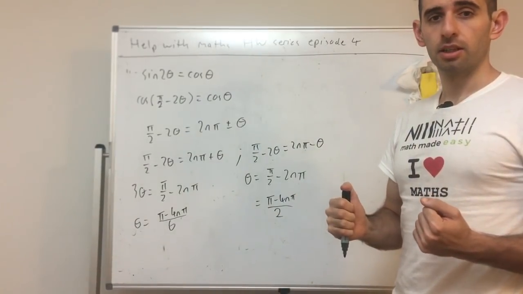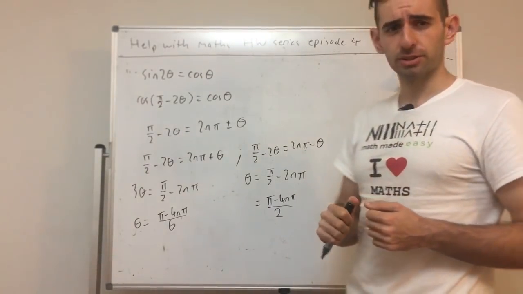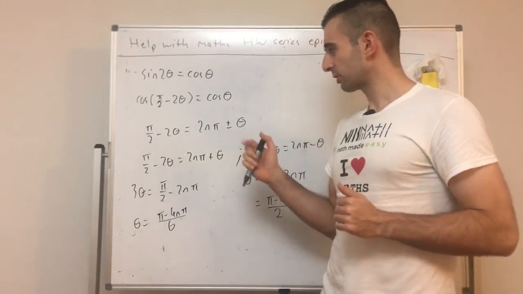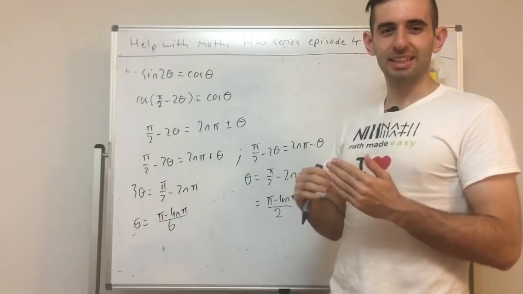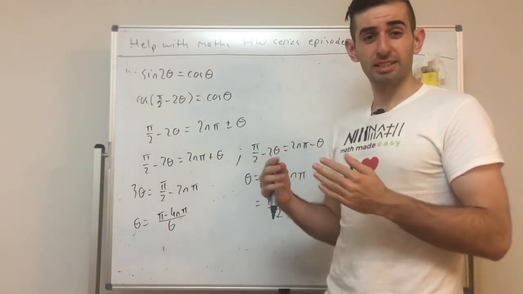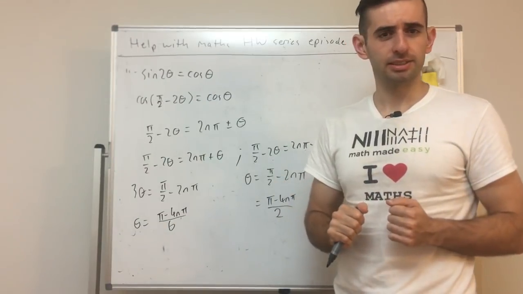Alright, so I hope this makes dealing with general solution a little easier. The key is just to remember the general solution formulas. If you know those formulas, then it's not too hard to apply them. And then to solve it in specific domains, you just sub different n values in.